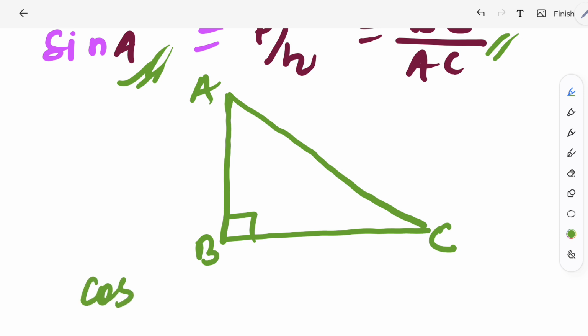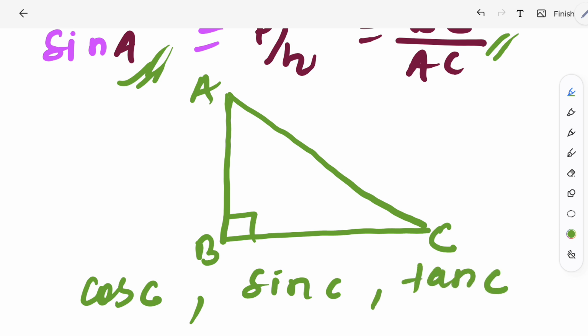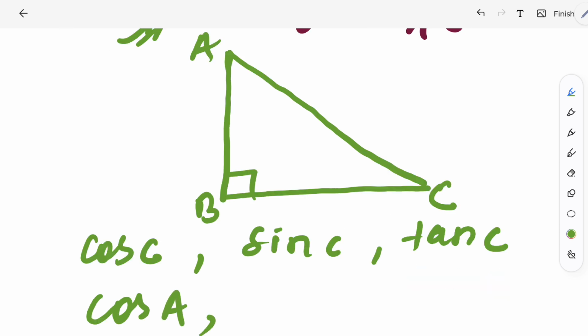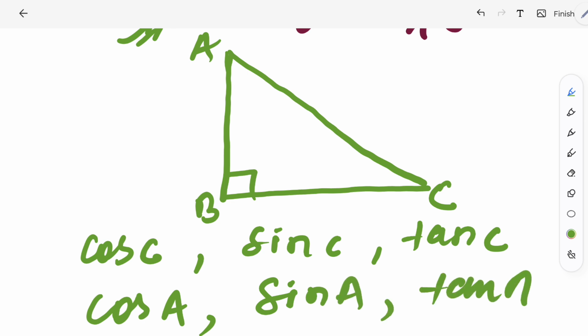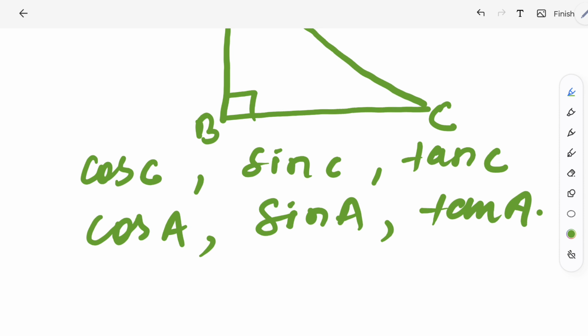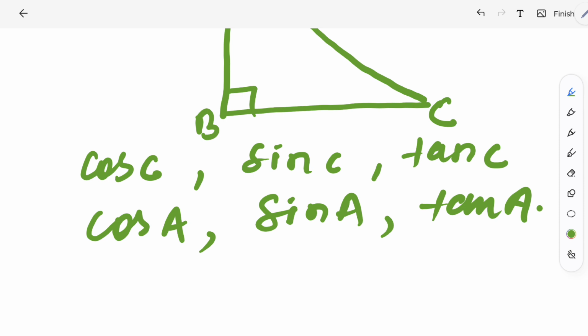You need to find out cos C, sin C, tan C, cos A, sin A, and tan A. This you need to calculate. So this is the homework. Just use this concept and find out the values for cos C, sin C, tan C, cos A, sin A, tan A.